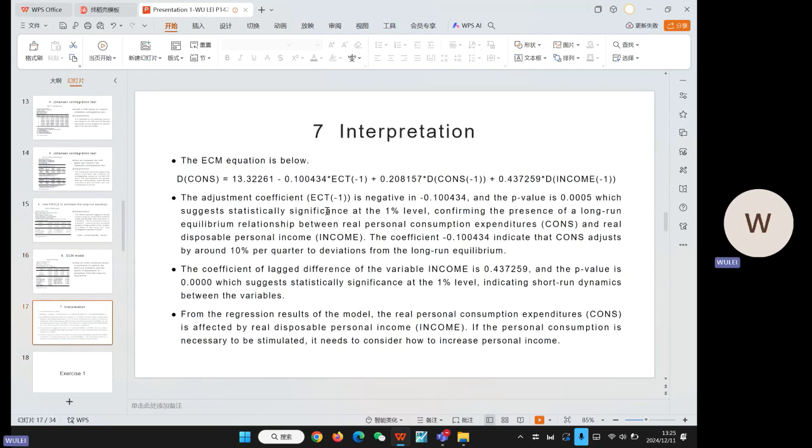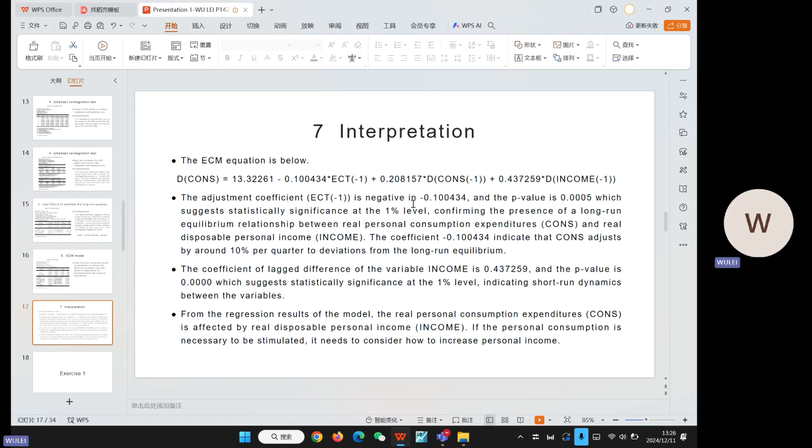The ECM equation is here. Then we check the information. The adjustment coefficient is negative, minus 0.100434, and the p-value is 0.0005, which suggests statistical significance at the 1% level, confirming the presence of a long-run equilibrium relationship between real personal consumption expenditures and the real disposable personal income.